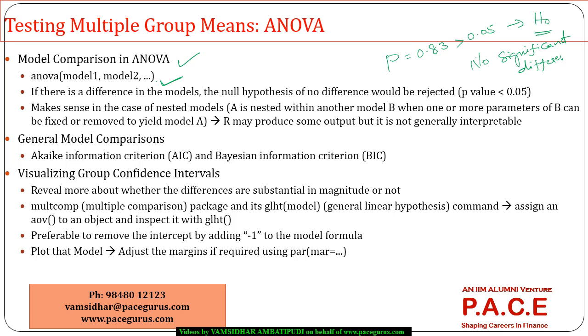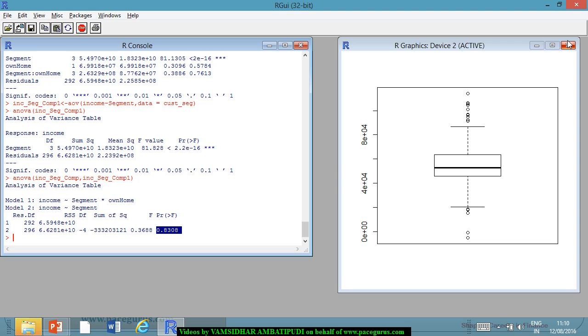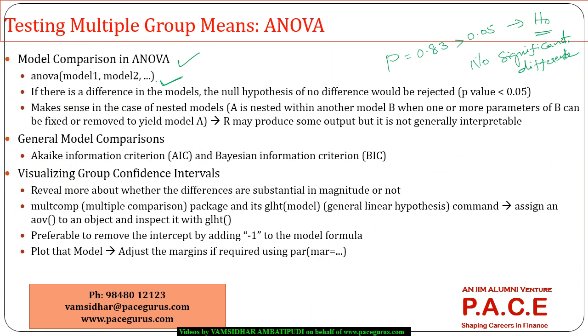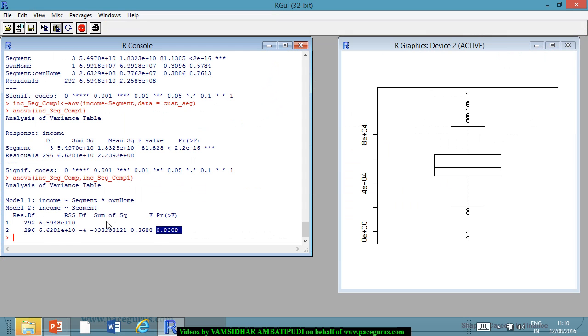It means that adding own home as the additional variable in terms of bifurcating the income, or even the interaction effect between the income and the segment, is not creating any kind of influence on the income. So this is how we can do the model comparisons as well. Especially if I have nested models, I can do this kind of comparison. When I use nested models here, it means that I'm adding one or two more additional variables.